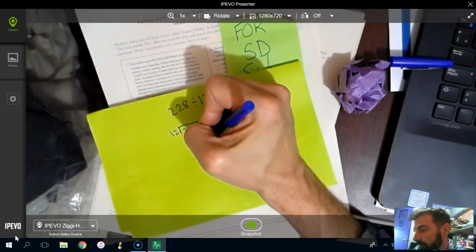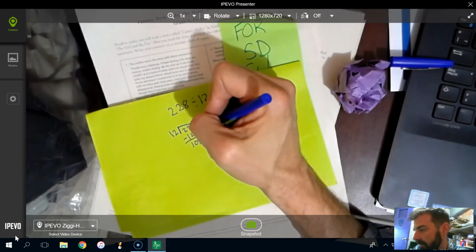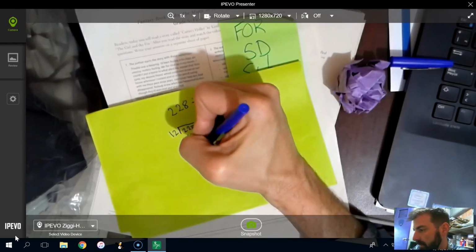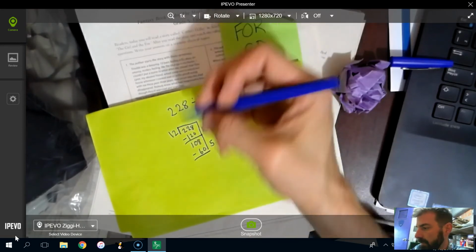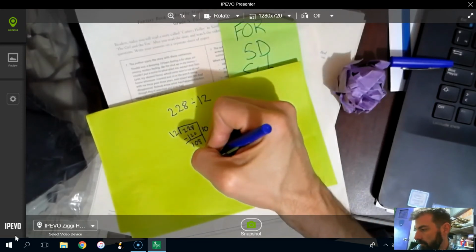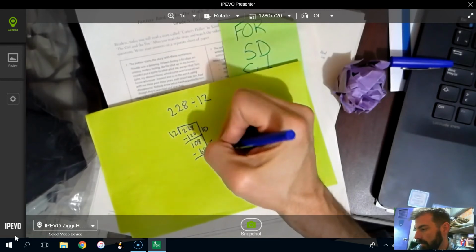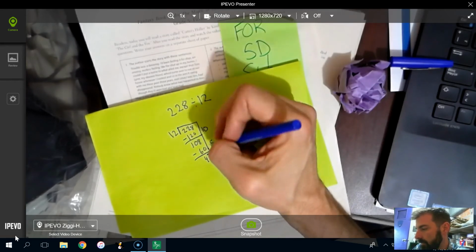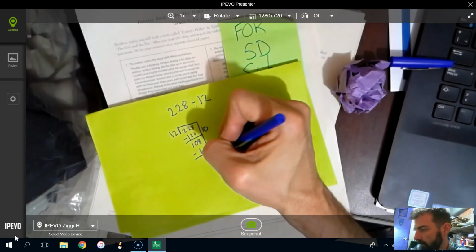I could do 5, right? Half of 10 is 5, and half of 120 is 60. So I subtract that again. That's going to give me 48. And I know my 12 times table. I know that's 4.